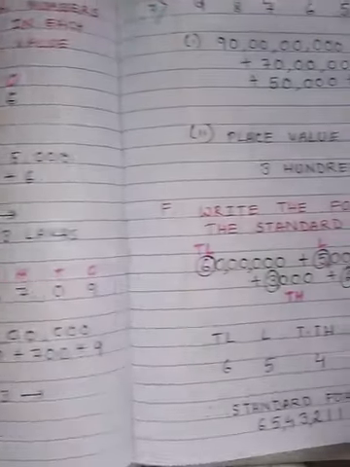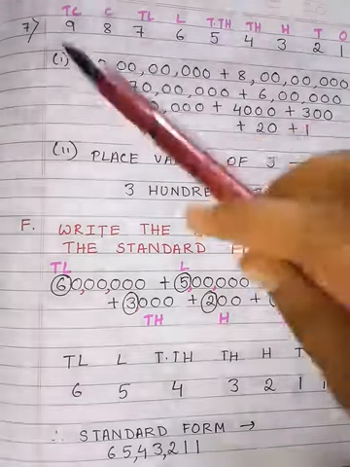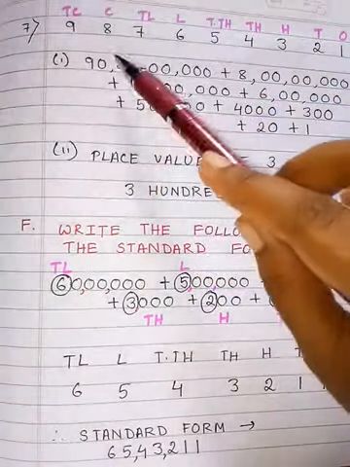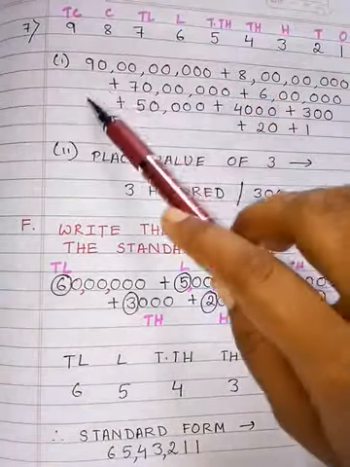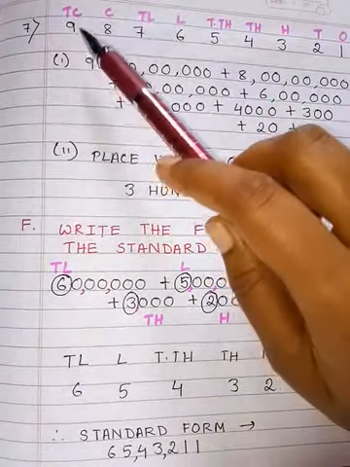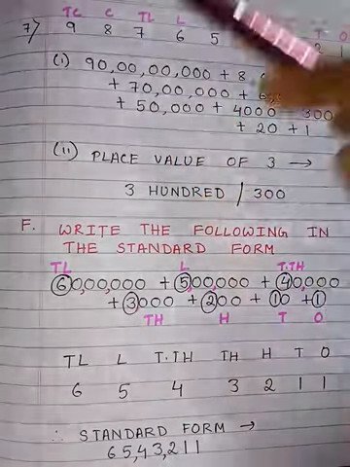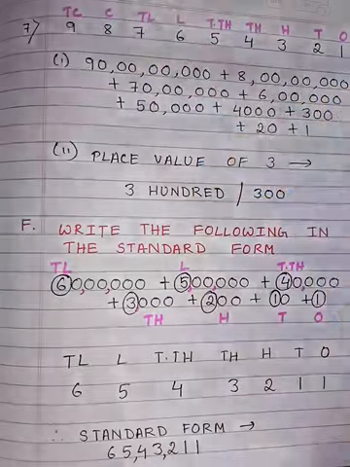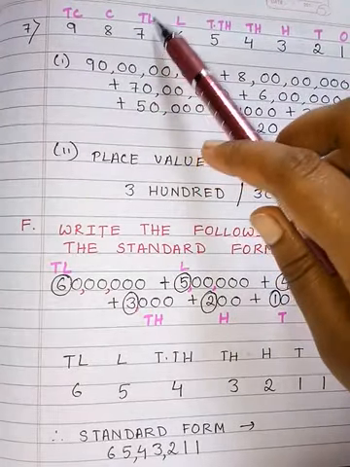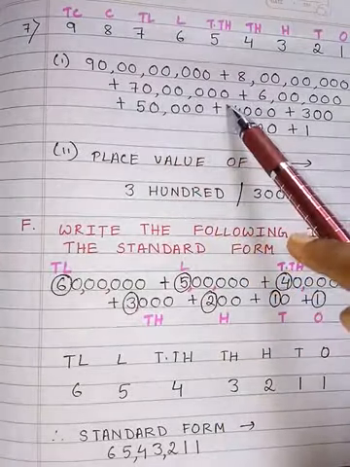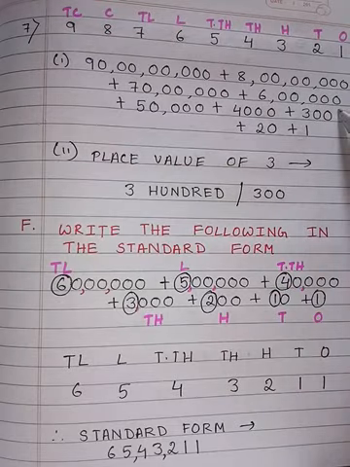Next sum. Sum number 7. A number is given. First I have written the place values here. After that the expanded form. 9 is in 10 crore place, so I have written 90 crore. 8 is in crore place, so it is 8 crore. 7 is in 10 lakhs place, so plus 70 lakhs. 6 is in lakhs place, so it is 6 lakhs.